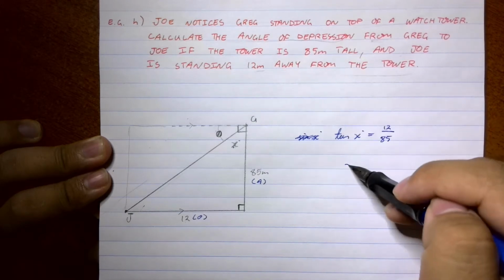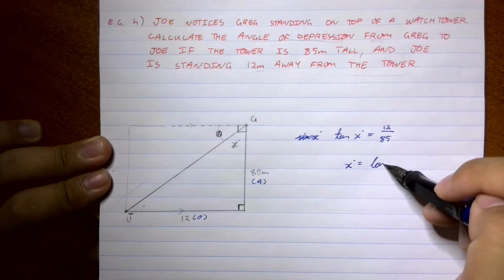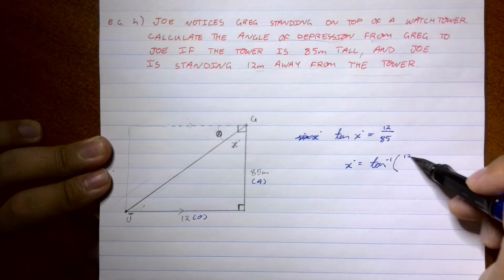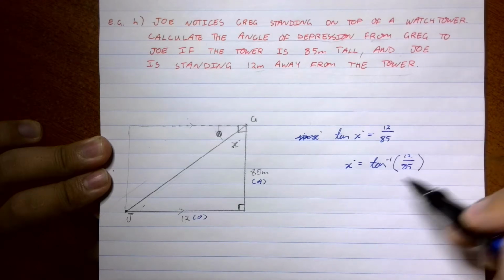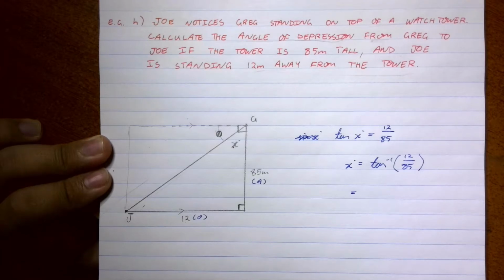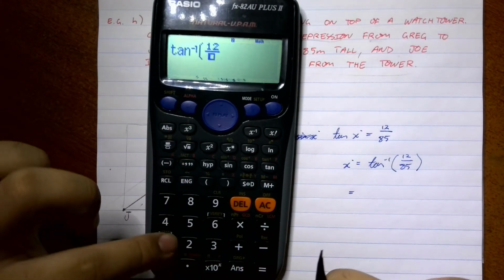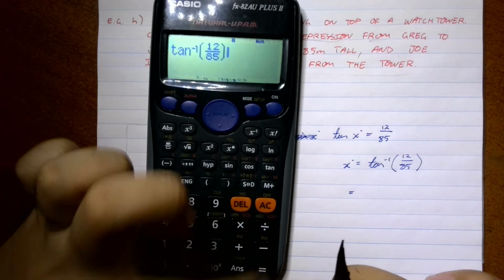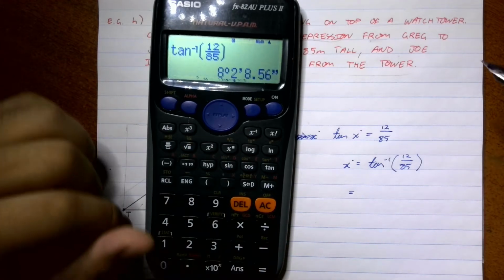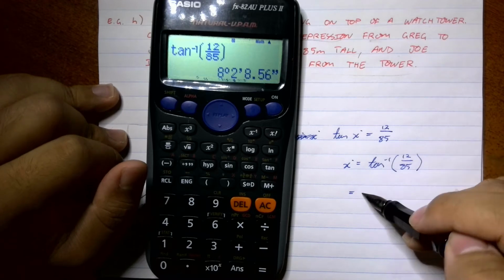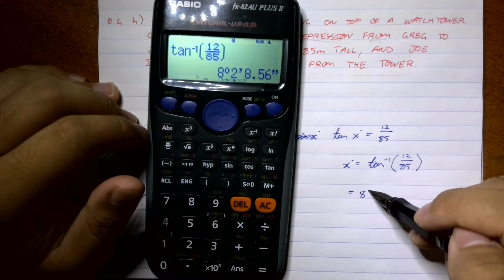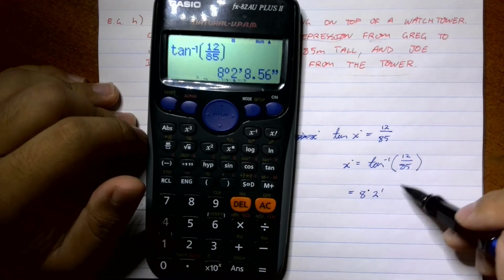So we can use inverse tan to calculate this. Tan inverse. Shift tan 12 over 85 will give us 8 degrees 2 minutes. 8 degrees 2 minutes.